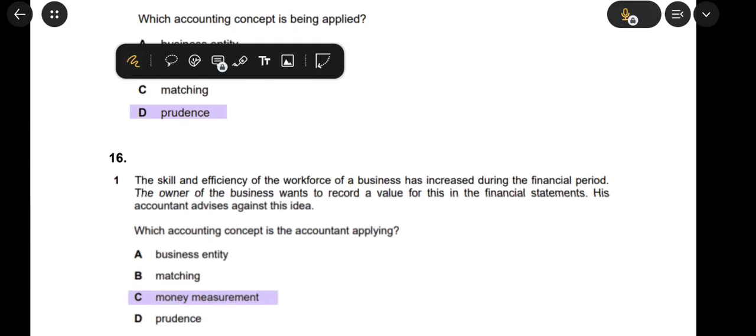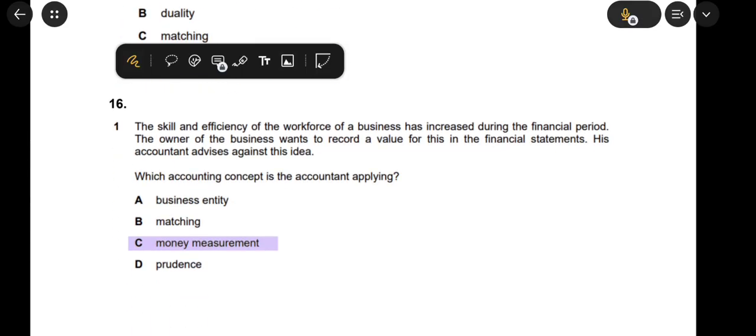Question 16. Why can't the workforce's skill be recorded in financial statements? Correct answer, C. Money measurement. Explanation. The money measurement concept says only quantifiable items can be recorded. Skills aren't measurable in monetary terms, so they're excluded, no matter how valuable they are.